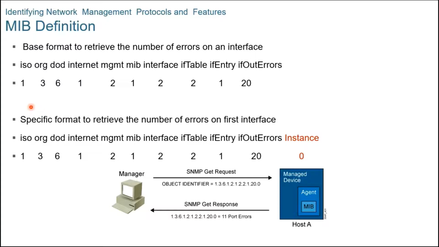Now the manager creates the SNMP get request message with reference to the MIB variable, and that is 1.3.6.1.2.1.2.1.20.0. Okay, so which represents interface outgoing errors on interface 0. The agent creates the SNMP get response message in response to the manager's request. The response includes the value of the referenced variable. Now in this example, the agent returned value is 11, indicating that there were 11 outgoing errors on that interface.